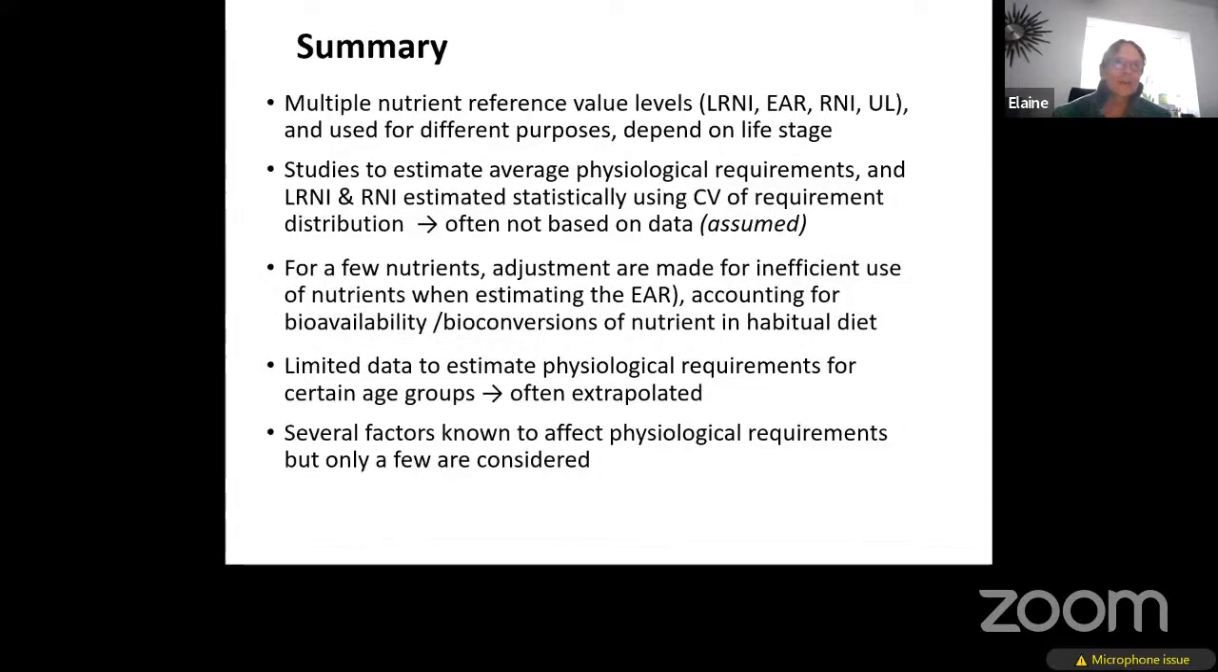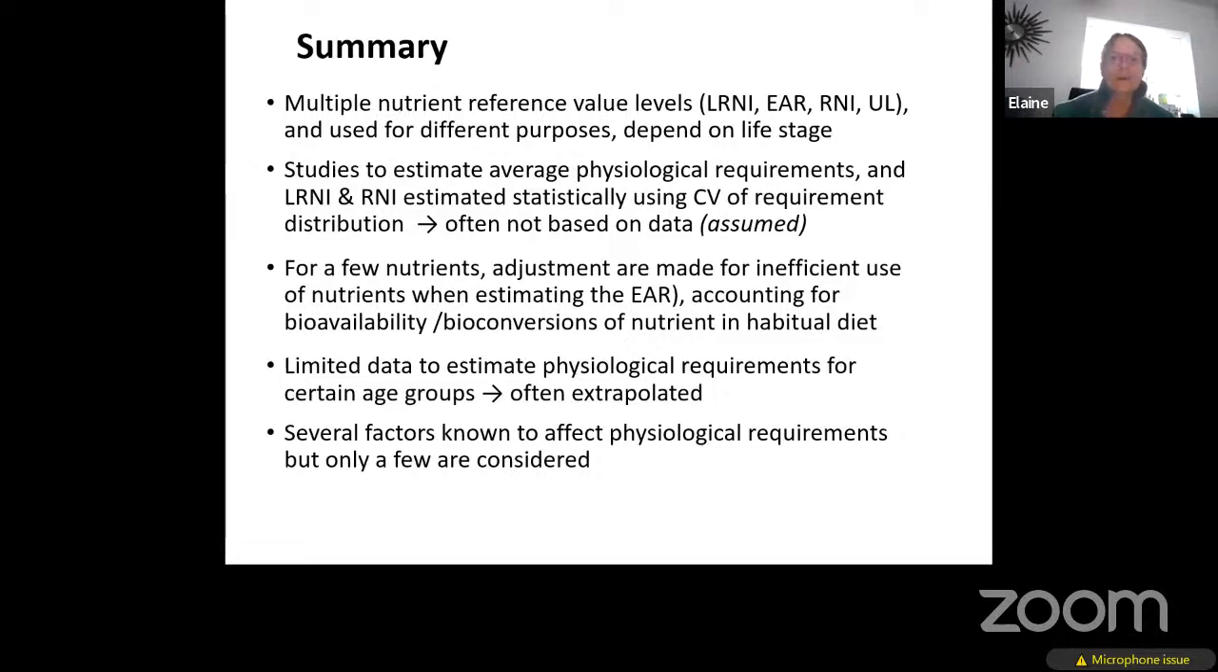So what I've just been focusing on here is where our nutrient requirements come from, because these are very important when we start to use them for estimating the percentage of a population at risk, or for diet counseling when we're trying to determine whether an individual is at risk. And so the key point here is that we do have multiple nutrient reference value levels. We've got that lower level where if you were consuming a diet that had that lower level, it'd be almost guaranteed that you weren't consuming enough of the nutrient.